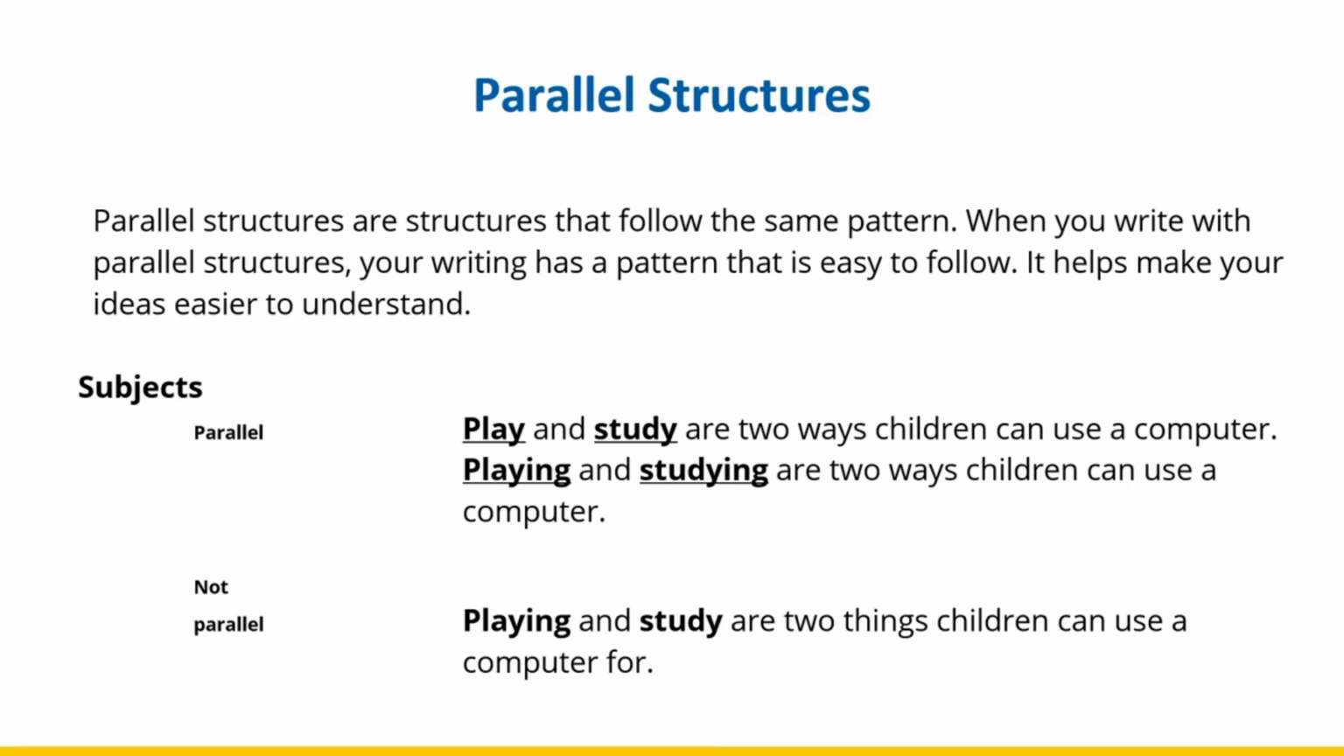So you have to make sure that when you're writing sentences using parallel structure, they are consistent. For example, playing, studying, dancing and playing. You have to make sure you are consistent and adding the ing ending in both cases. So that's what we call parallel structure.